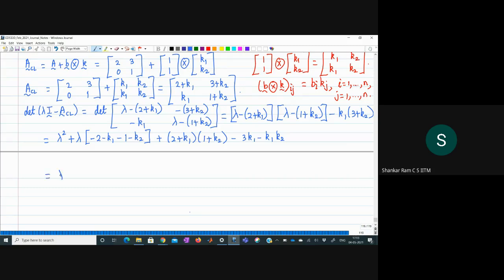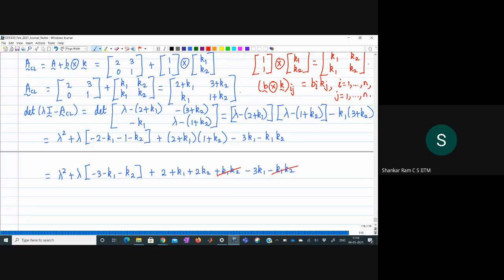Let's simplify a little bit more. Lambda square plus lambda times minus 3 minus K1 minus K2, plus 2 plus K1 plus 2K2 plus K1 K2, just expanding the product of 2 plus K1 and 1 plus K2, minus 3K1 minus K1 K2.